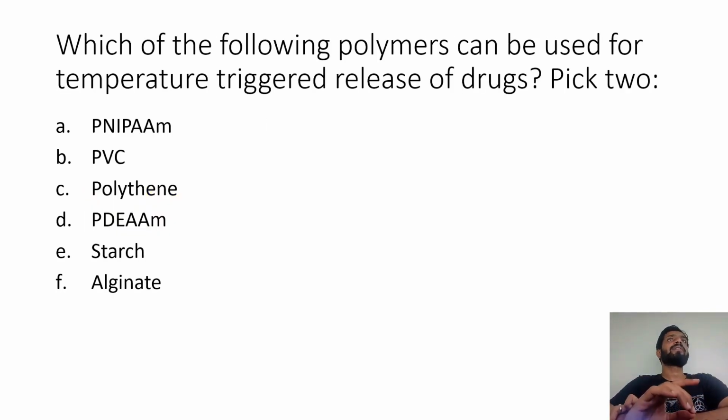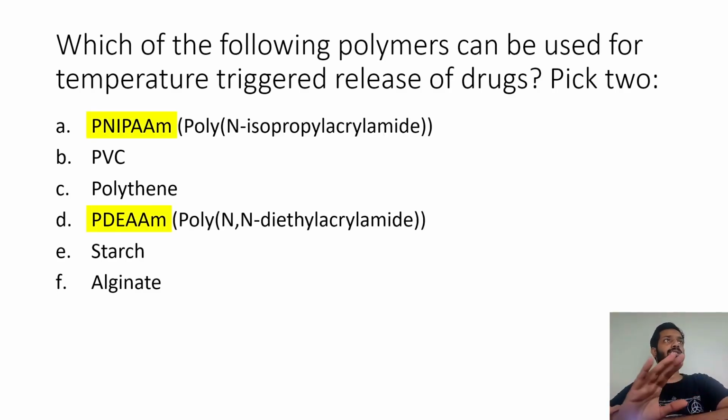Okay. Which of the following polymers can be used for temperature triggered release of drugs? Option D, sir. Okay. Yeah. So PVC, polyethylene, starch, and alginate are regular polymers. They do not have a temperature-triggered release of drugs, but these two polymers, poly N isopropyl acrylamide and poly N diethyl acrylamide, they are temperature sensitive. So they have a very low LCST temperature.